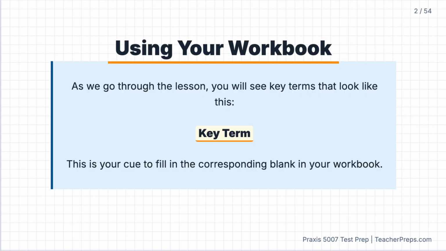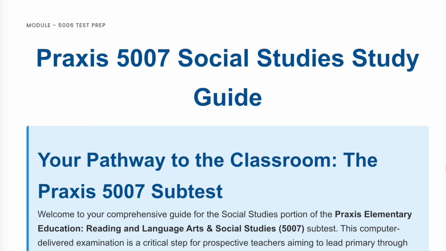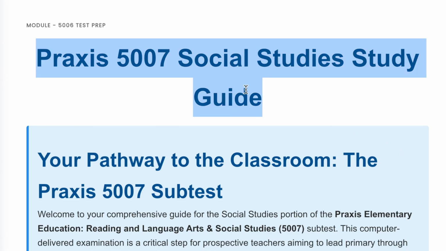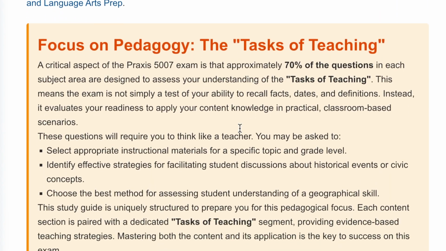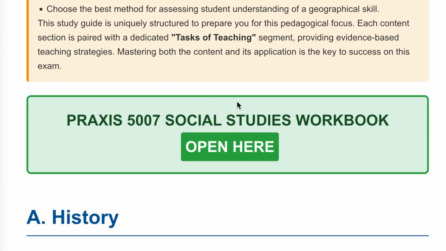Now, before we start, a quick note about the workbook. When you see a highlighted term, just like this phrase, highlighted term, that's bolded on the screen, that's your cue to fill in the corresponding blank in our social studies workbook. So if you're logged in to teacherpreps.com, just go to the Praxis 5007 Social Studies Study Guide and scroll down past the structure of this exam, where you'll see the Praxis 5007 Social Studies Workbook.